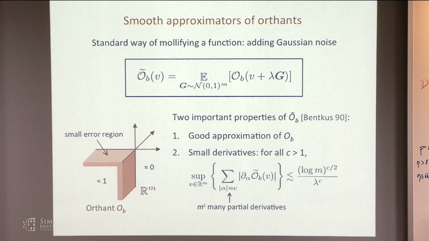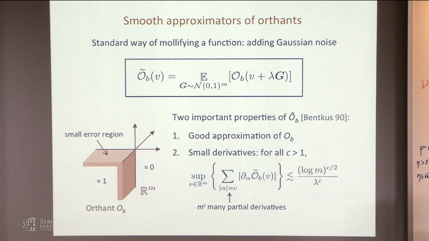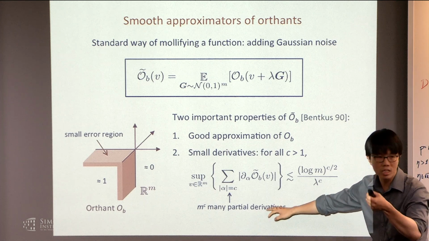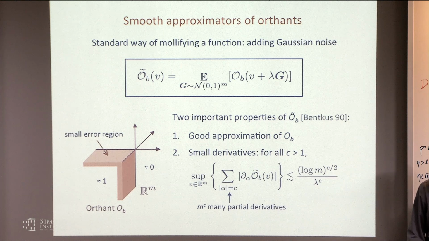That's the first property. And the second property, a technical property that we'll need, is that this smooth function has small derivatives. The precise form of this equation is not too important, but roughly speaking, for every order C, think of C as 3 or 4, the sum of the magnitudes of the partial C derivatives is at most polylog m. So I just want to point out one surprising thing, which is that you're summing m to the C many things, and it comes out to polylog m. And this is crucial in us being able to get polylog m seed length. Okay, so these are the two properties we'll need.